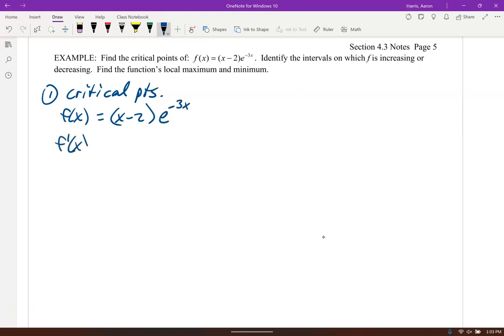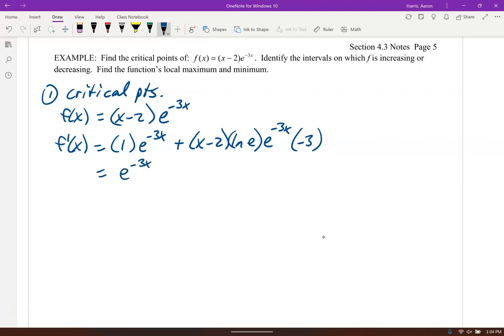So the derivative would be the derivative of the first, which is derivative of x minus 2, that's 1, times the second, plus the first times the derivative of the second. The derivative of e to the negative 3x is e to the negative 3x times the derivative of negative 3x, which is negative 3. So we got e to the negative 3x, and ln of e is just 1. So I got 1 times e to the negative 3x, minus 3e to the negative 3x times x minus 2.